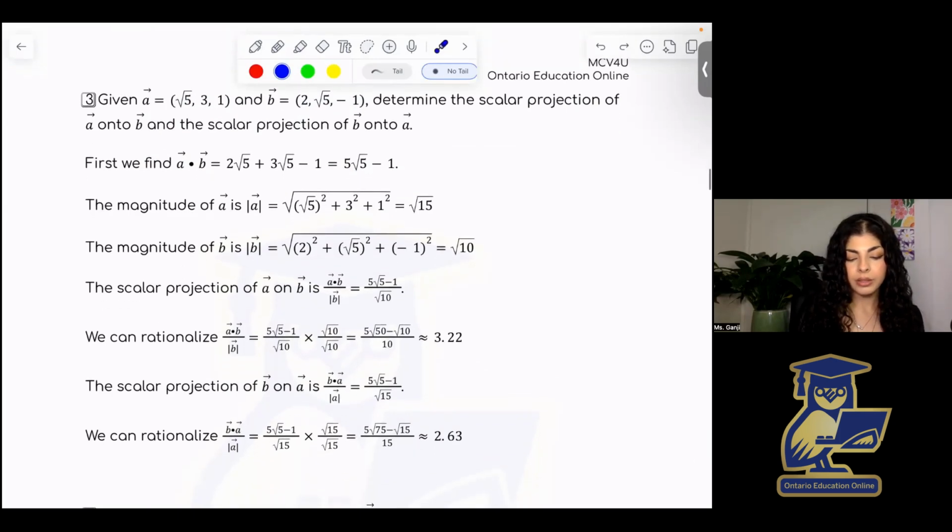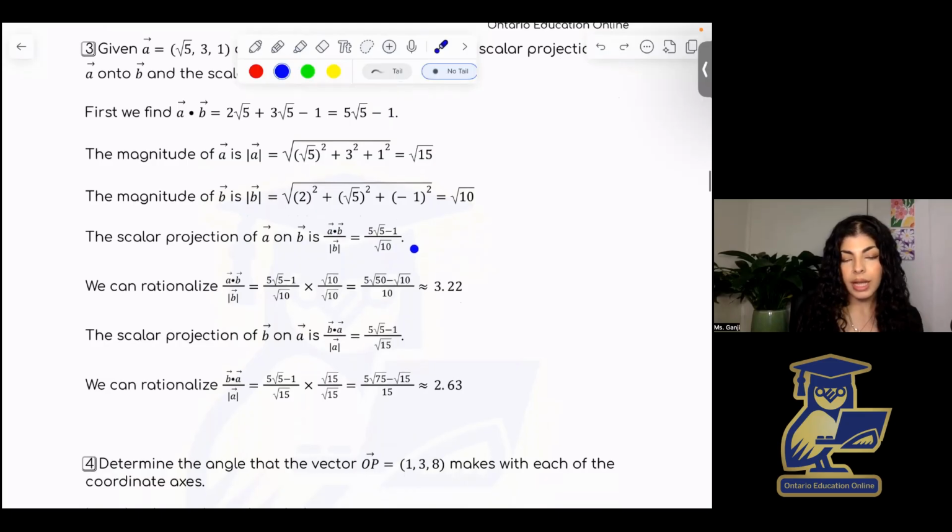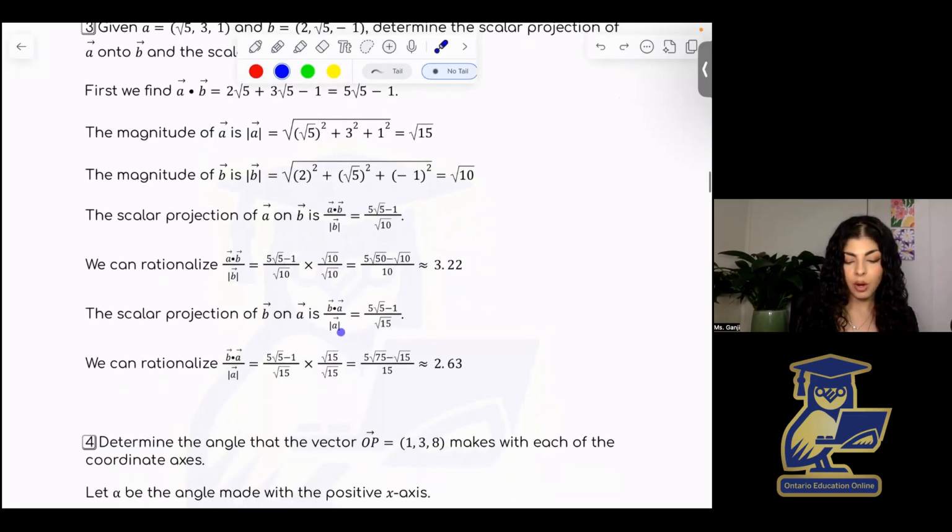Now we also find the magnitude of both A and B. And so the magnitude of A is square root of 15. The magnitude of B is square root of 10. So the scalar projection of A onto B is the dot product over the magnitude of B. So this is just substitution from these values that we had up here. And we can rationalize this, or you can just input this into your calculator right away, and you will get 3.22.